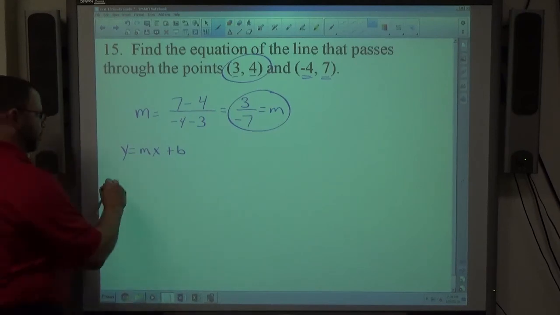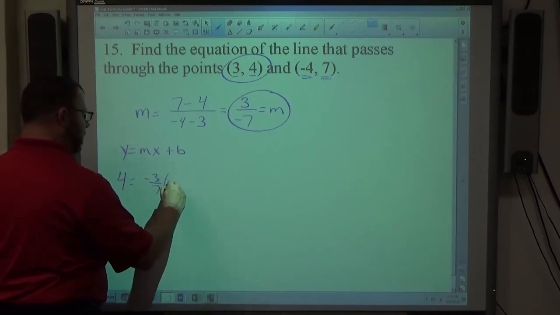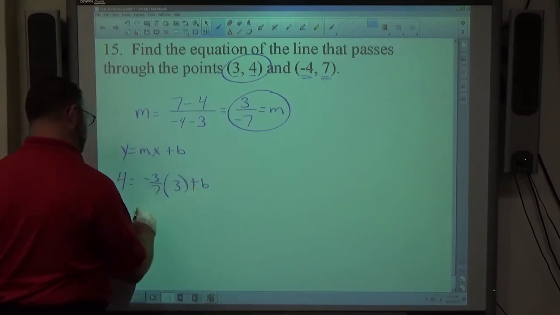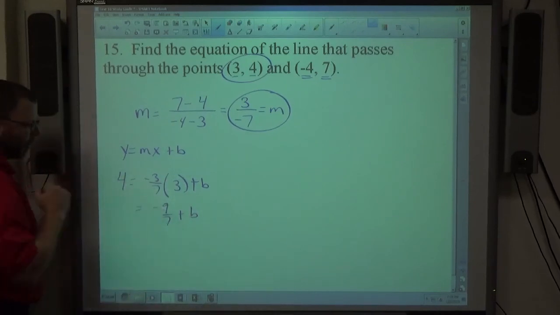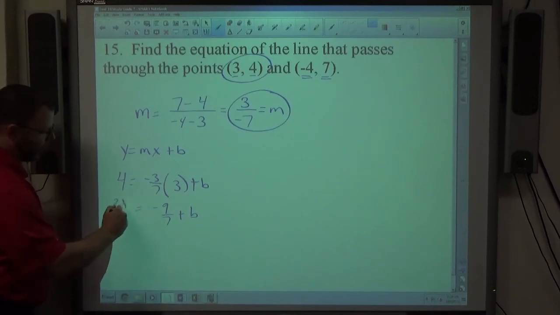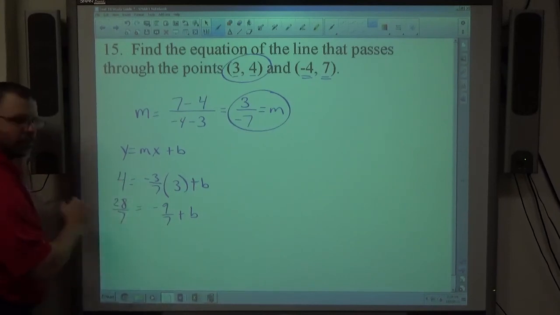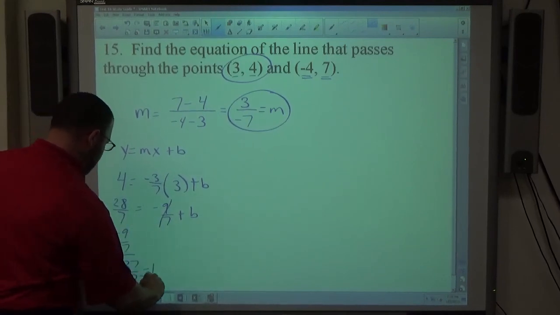So y, which is 4, equals m, negative 3/7, times x, positive 3, plus b. 3 times negative 3/7 is negative 9/7. Since that's a fraction, getting a common denominator here makes sense. 4 is the same as 28/7. Move the 9/7 over, and we get 37/7 equals b.